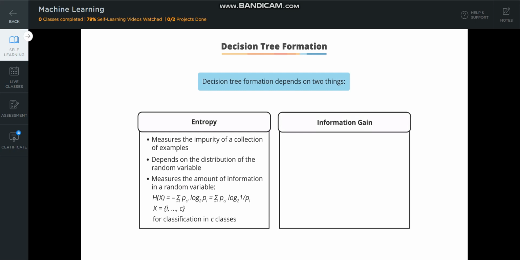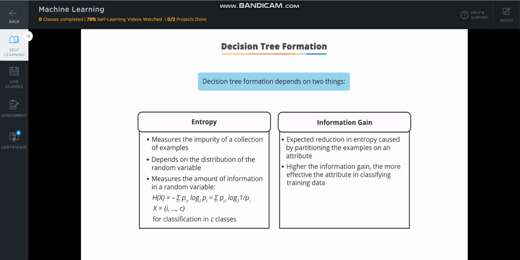Entropy, in general, measures the amount of information in a random variable. Second is information gain. Information gain is the expected reduction in entropy caused by partitioning the examples on an attribute. The effectiveness of the attribute in classifying training data is directly proportional to information gain. Information gain can be defined as entropy of parent node minus average entropy of child node.